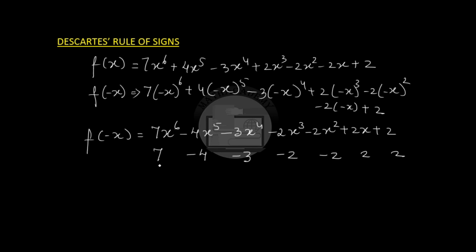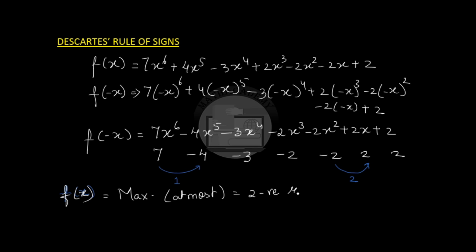Now let us see the sign changes. So the first sign change happened here, positive to negative. Then no sign change, no sign change. The second sign change happened here. So the function f of x can have maximum or at most 2 negative roots, and in this case also we will subtract by 2, so we'll get either 2 negative roots or 2 minus 2, which is equal to 0, or no negative roots.